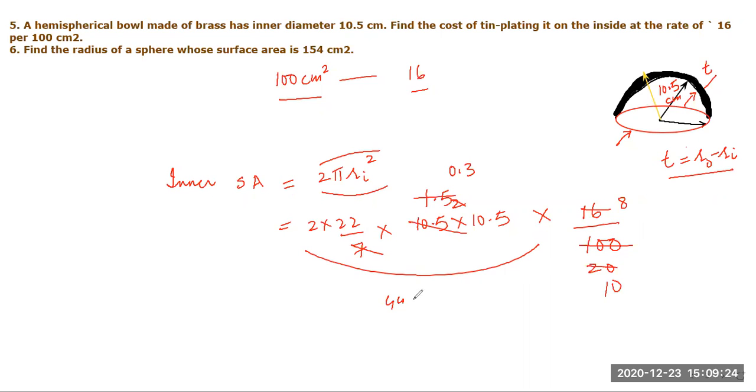44, 44 into 3 into 8. I have just assumed it 3. Multiplying by 10, then I will divide also by 10. So it will become 100. So it's very simple. 44 into 3. And, oh, sorry, there's one more figure. 10.5 is also there. Sorry. 44 into 3 into 10.5 into 8 by 100. So it will be how much? So it will be 44 into 24 and that multiplied by 10.5, right?